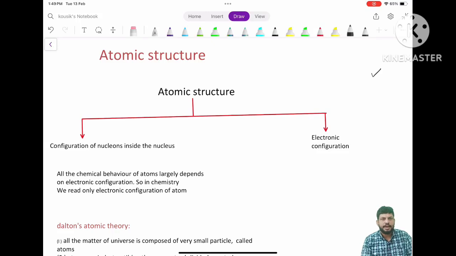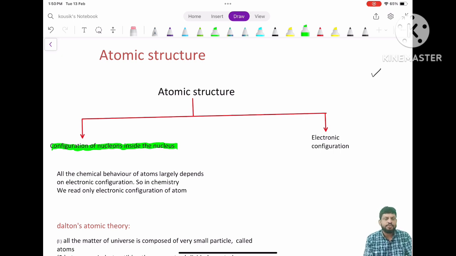When we study atomic structure, it has two parts. That is configuration of nucleons inside the nucleus, and electronic configuration. First, configuration of nucleons inside the nucleus. What is meant by nucleons? Nucleons means the constituents of the nucleus, that is proton, neutron, meson, etc. And electronic configuration means how electrons are arranged around the nucleus.